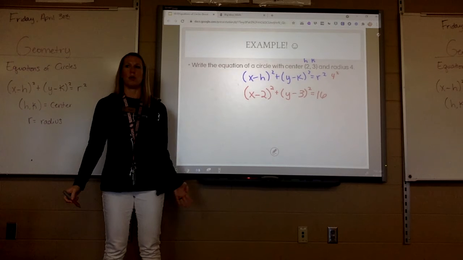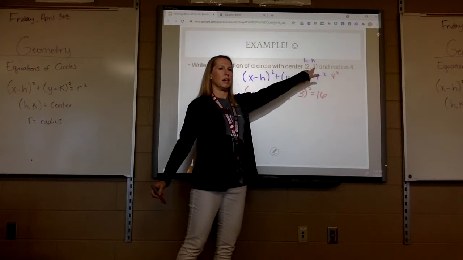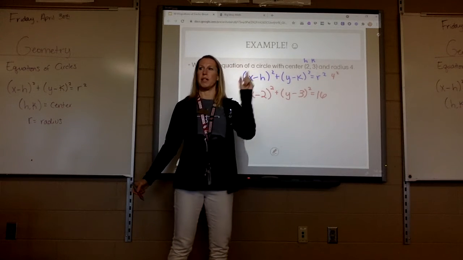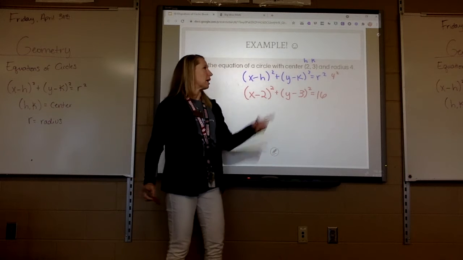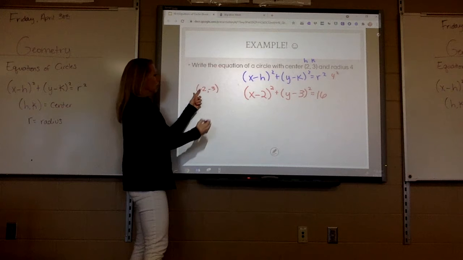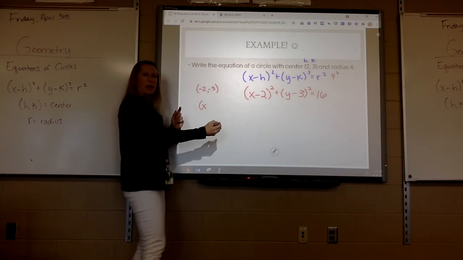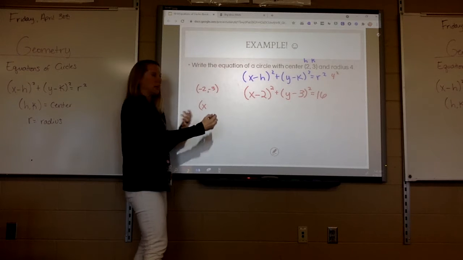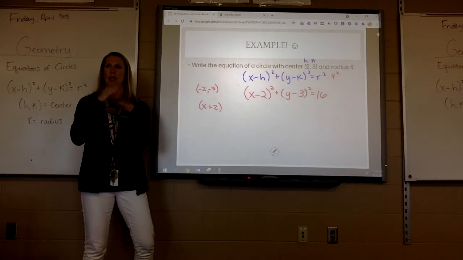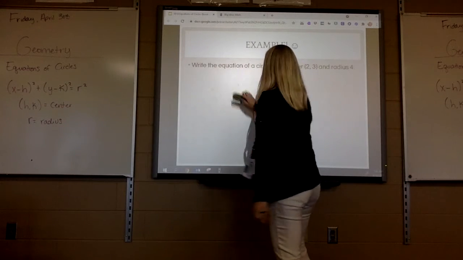But I want you to notice something. Do you see how 2 and 3 are positive up here? Do you see how they look negative in the equation? It's always going to look opposite. Because if my center was negative 2, negative 3, when I plug it in, I would have x minus a negative, which what happens? It'd be plus. So it's always going to look backwards. It's going to look opposite always. Let's try a couple more.